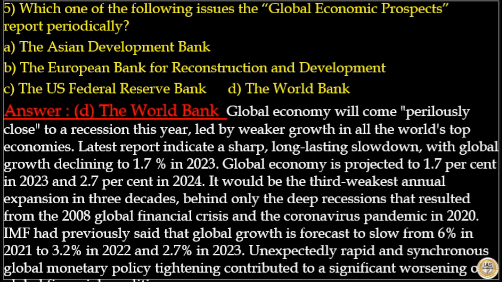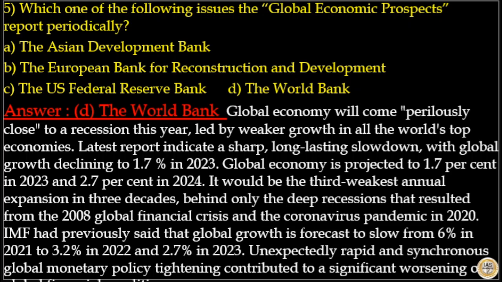According to the latest report, the global economy will come perilously close to a recession this year, led by weaker growth in all the world's top economies. The latest report indicates a sharp, long-lasting slowdown with global growth declining to 1.7% in 2023 from 3% expected.